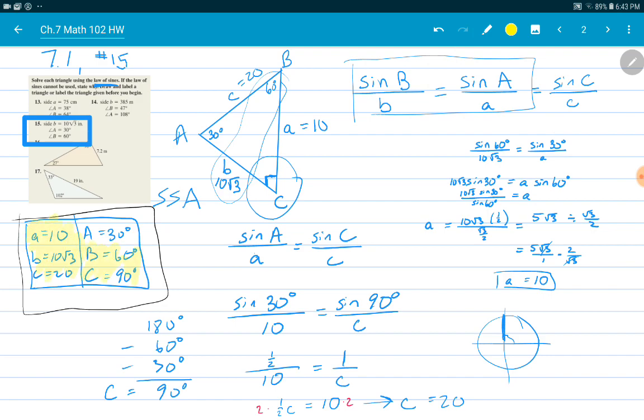Oops, you know what? It's not my final answer because I also need units. So I need to add some inches.